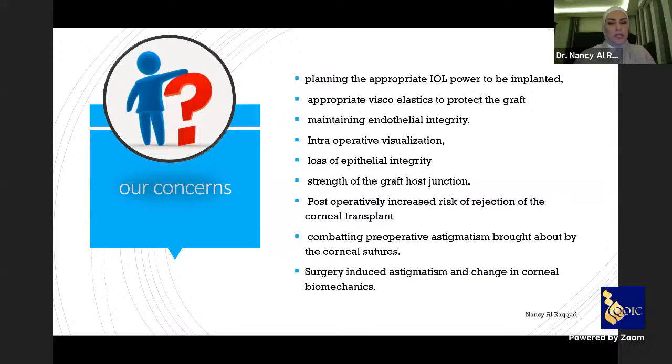So what concerns do we have? Planning for the appropriate IOL power to be implanted, the appropriate viscoelastic to be used, maintaining the endothelial integrity. Intraoperative visualization is an issue. Loss of epithelial integrity, strength of the graft-host junction, postoperative increased risk of rejection of the corneal transplant, combating preoperative astigmatism brought by the corneal sutures, and inducing astigmatism during surgery, and thus changing the corneal biomechanics.